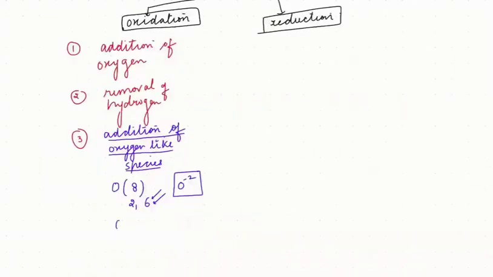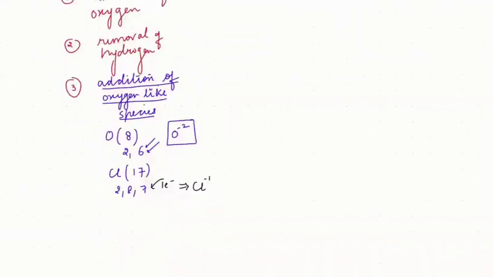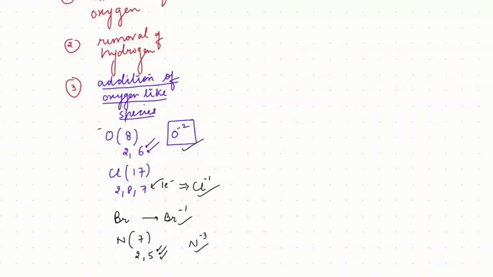Similarly, look at chlorine. Chlorine is atomic number 17, and hence its configuration is 2,8,7. So it would like to gain 1 electron, and hence it becomes Cl -1. Bromine would also become Br -1. Nitrogen is atomic number 7, configuration 2,5, so whenever the need arises, it gains 3 electrons and becomes N-3. You understand?